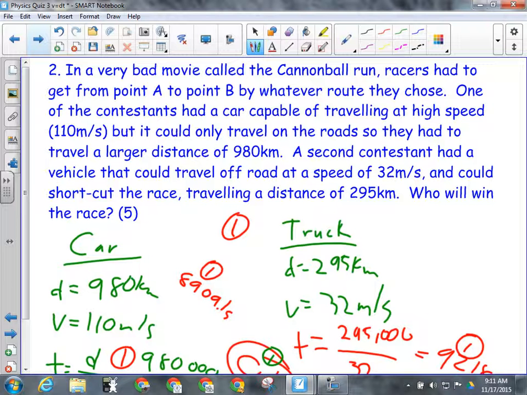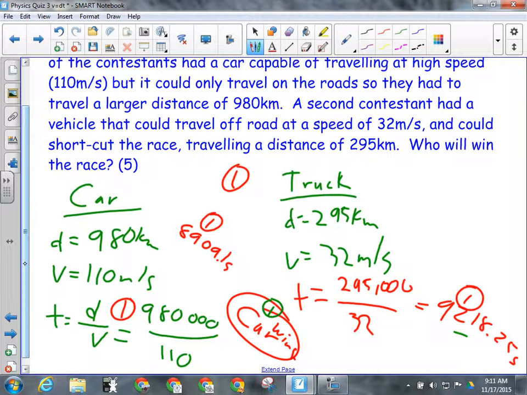So they got to race across. If I want to figure out who wins, what do I need to find out about both of them? Candy? I got to do 2 V equals D over T calculations for time. Fastest time is the winner. Give them a mark if they had the givens down. The car has to go 980 kilometers.